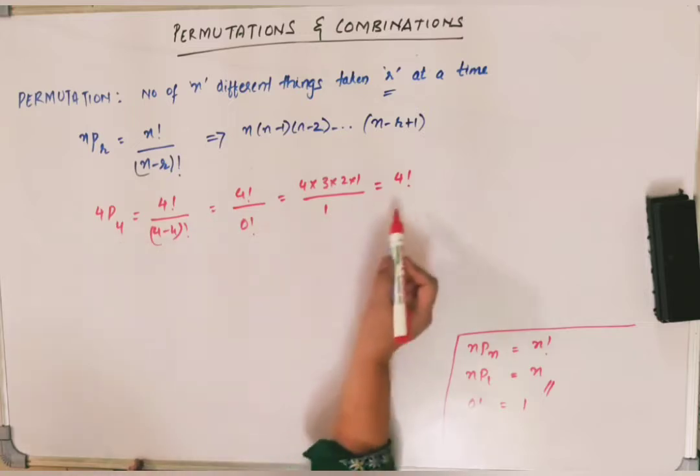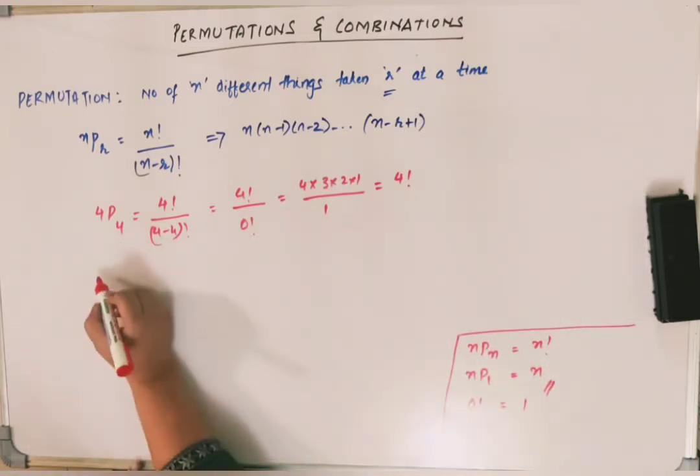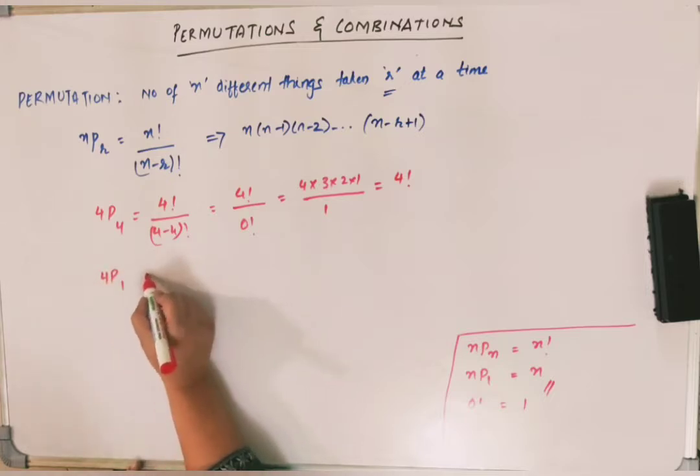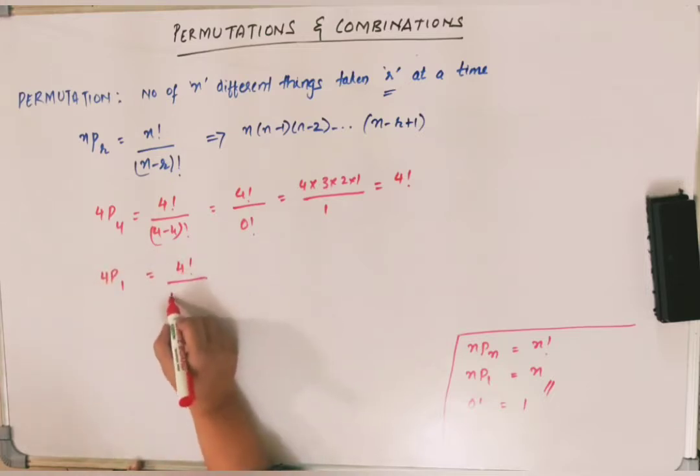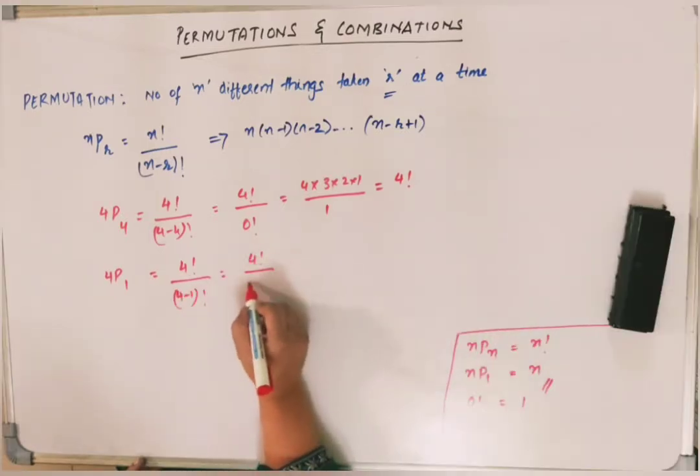So what we have, 4p4 is 4 factorial. So npn is n factorial. Now we'll take the next one, np1. Say 4p1 we take. 4p1 will be 4 factorial by (4 minus 1) factorial, which is 4 factorial by 3 factorial.